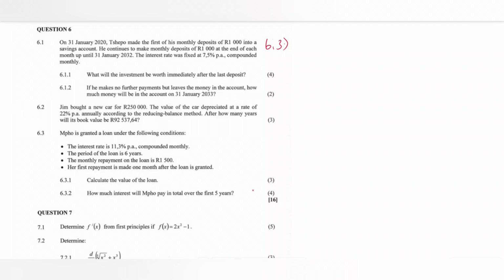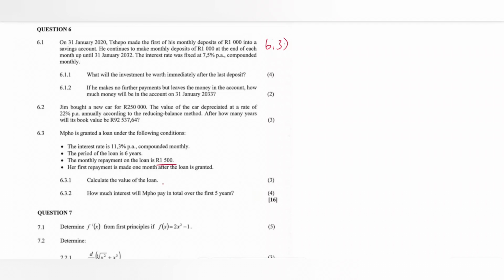Next question, 6.3. Mpho is granted a loan under the following conditions. The interest rate is 11.3% per annum compounded monthly. The period of the loan is 6 years. The monthly repayment on the loan is 1,500. Her first repayment is made 1 month after the loan is granted. Calculate the value of the loan.